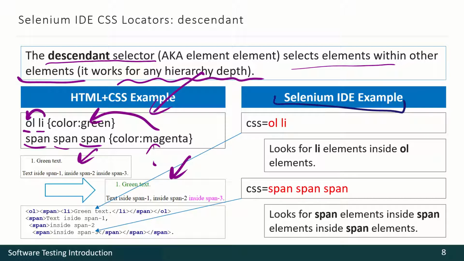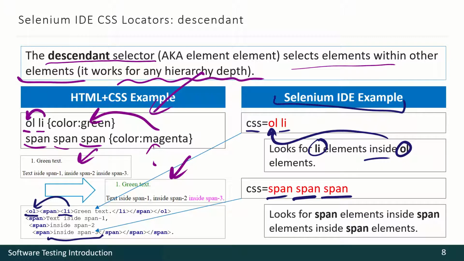Here's the first example. We look for any list items inside ordered lists. Here it is. We see ordered list and list item inside that ordered list. And here we look for span inside span inside span. Here it is. The first span inside the second span inside the third span.